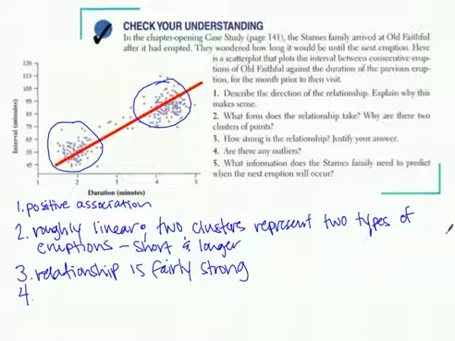Four asks if there are any outliers. So if we look at our scatter plot, we can see that there are a few outliers around the clusters, but not many, and not very distant from the main grouping of points. We might consider this one an outlier or this one, but they're still fairly close to where our main clusters are here and here.